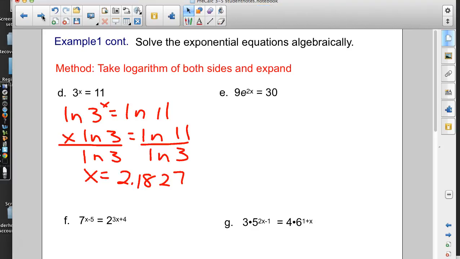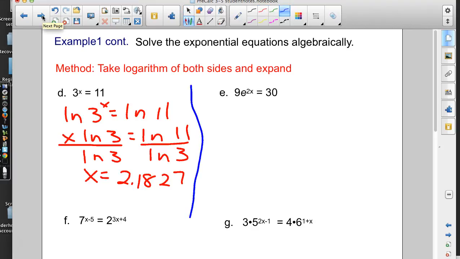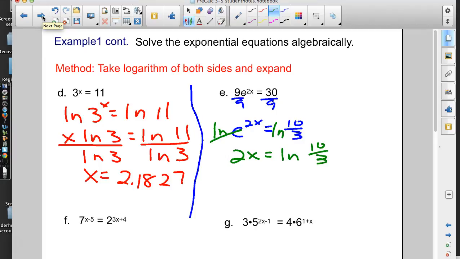All right, taking a look at e. Can't take natural log right away. You can only take natural log if there's an e all exposed and ready for me. That's not all exposed and ready for me. Gotta get rid of that 9. So 30 divided by 9 gives me 10/3. Now the e is exposed. Now I can take the natural log of both sides. This will drop out because it's an inverse. I'll find whatever the natural log of 10/3 is, and then divide it by 2.